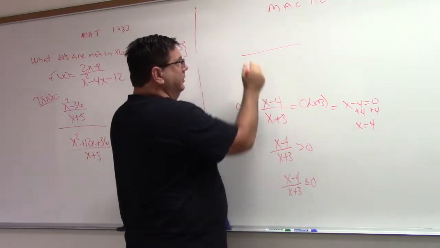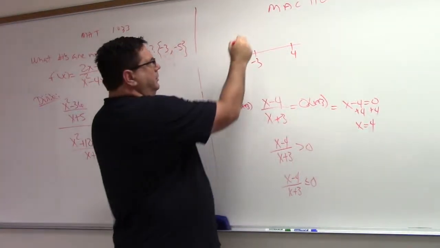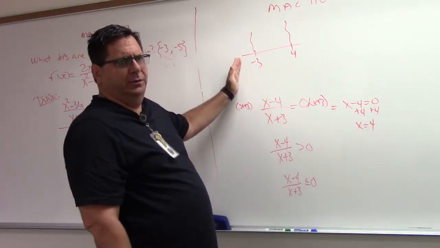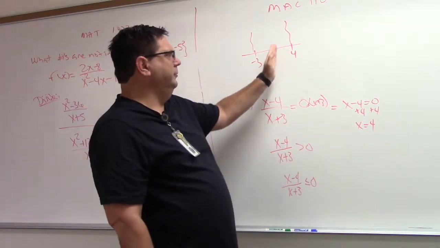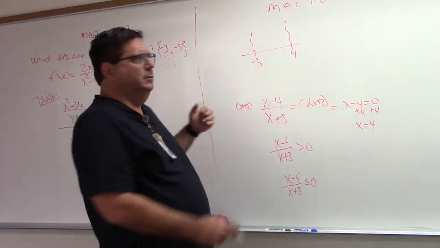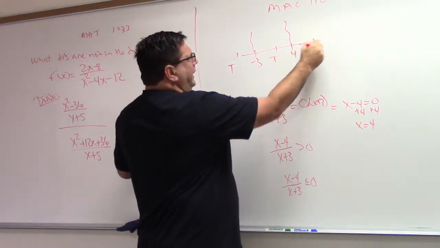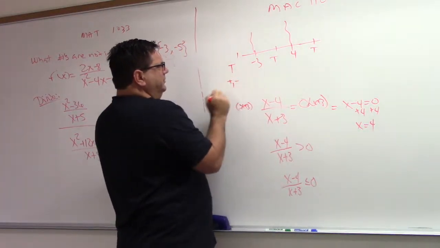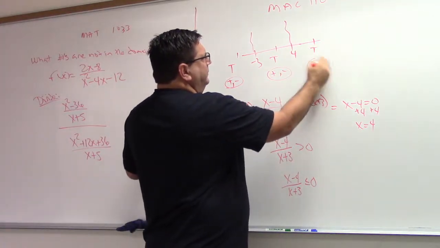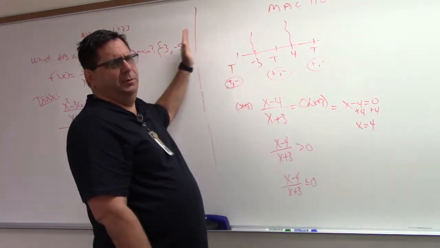Setting each piece equal to 0, you get -3 and 4. And what you're gonna do, Spencer, is look to the left of -3 for a value, between -3 and 4 for a value, and then to the right of 4 for a value. Those are gonna be test points. The question is, is it positive or negative? And if it's positive for this test point, it's positive for all the points over here.